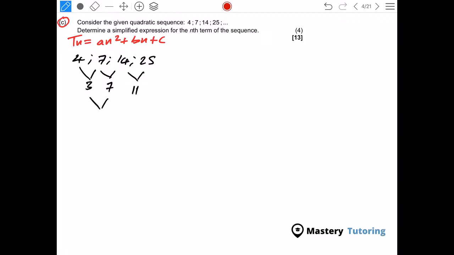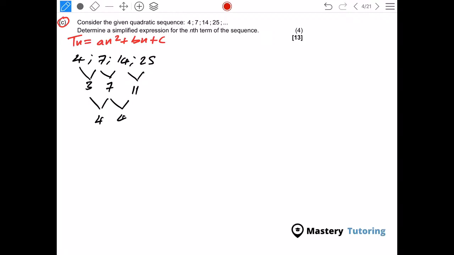And then we get the difference again. So every time you subtract the smaller term number from the bigger term number. 7 minus 3 gives us 4. And then 11 minus 7 also gives us 4.